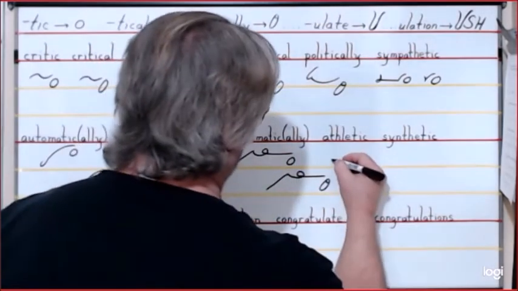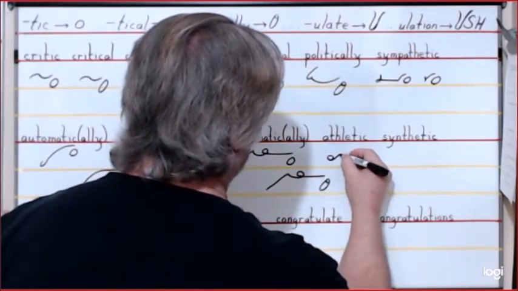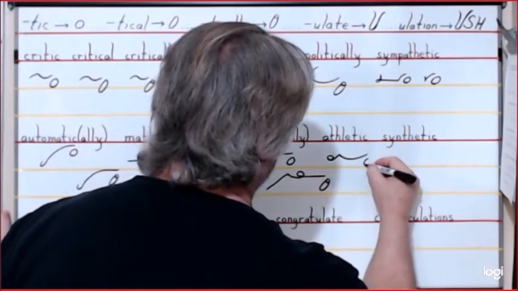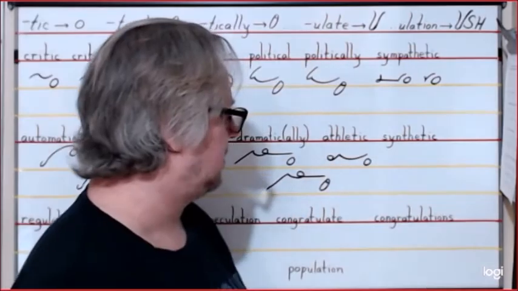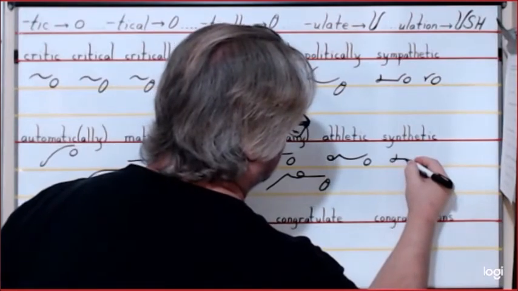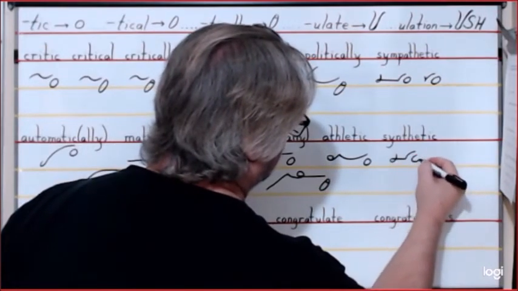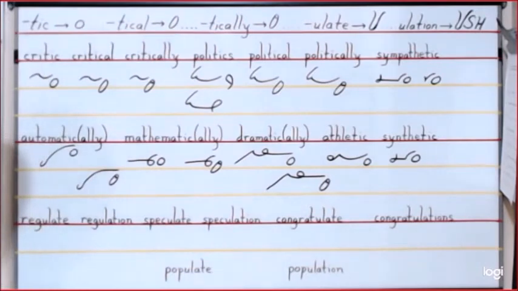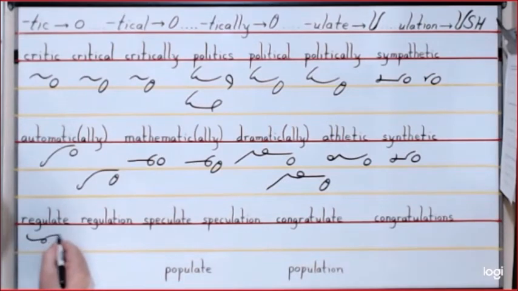Athletic will be an ATHL and then a disjoined A. Synthetic is an SENTH, then a disjoined A. Segueing over to ulate and ulation, or regulate is REG, then disjoined U. You can shorten this by writing an R by itself and then a U disjoined.